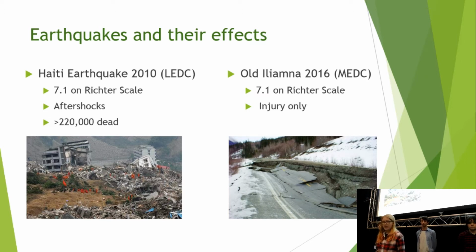However, in 2016 in Old Iliamna, Alaska, an earthquake that also measured 7.1 occurred, but it caused only moderate damage and no deaths. Being a more economically developed country, the infrastructure was able to withstand the earthquake better, and less damage was caused.